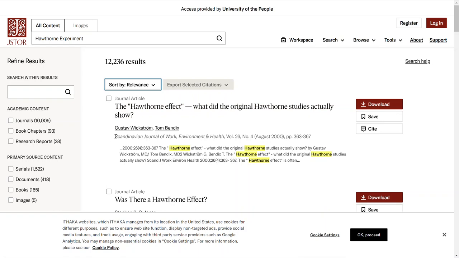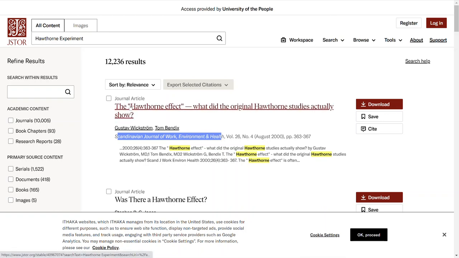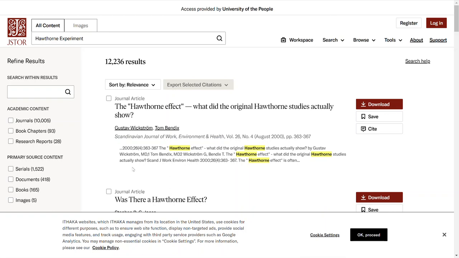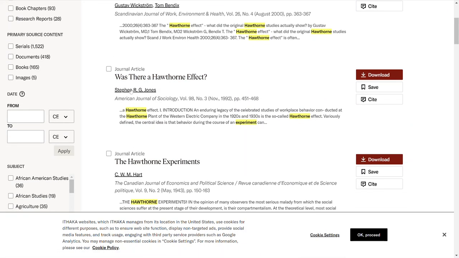This comes from the Scandinavian Journal of Work, Environment, and Health. This is a scholarly journal. Therefore, this article would be an acceptable article for you to use if it supported your particular paper, the research you're doing. Here's an article that is put out by the American Journal of Sociology.